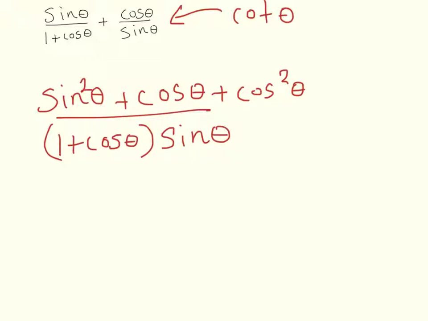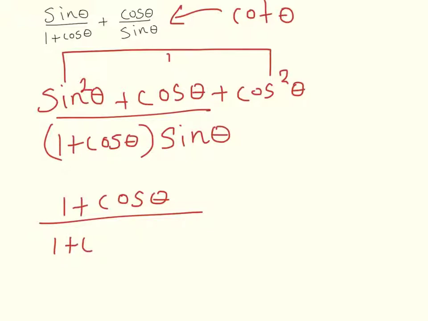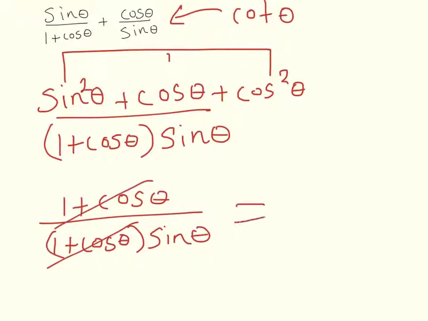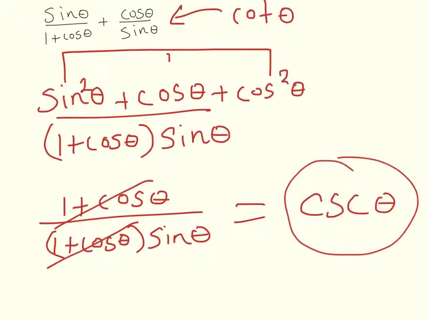Now, once again, use our Pythagorean trig identities to see that sine squared theta plus cosine squared theta is simply equal to 1. So this is 1 plus cosine theta over 1 plus cosine theta times sine theta, and the 1 plus cosine thetas cancel out, and once again we get cosecant theta. So notice two distinctly different starting points, and yet they both simplify to cosecant theta. And you're going to see that a lot.